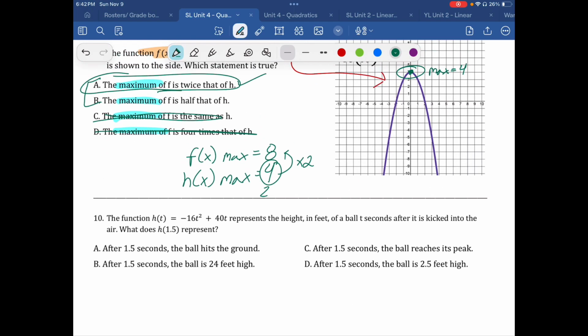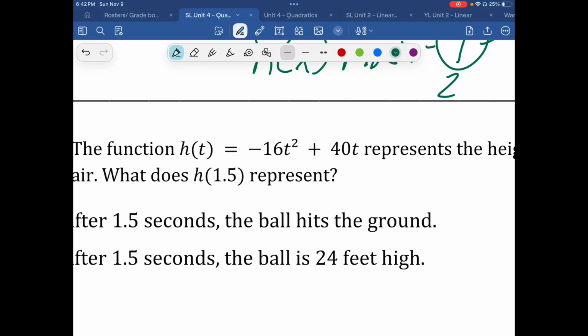Last question. It says the function h of t equals negative 16t squared plus 40t represents the height in feet of a ball after t seconds it is kicked into the air. What does h of 1.5 represent? Well, this 1.5, we need to understand what it is.